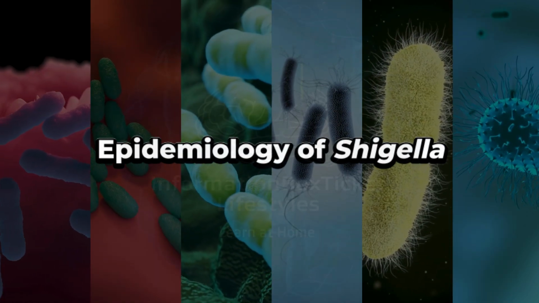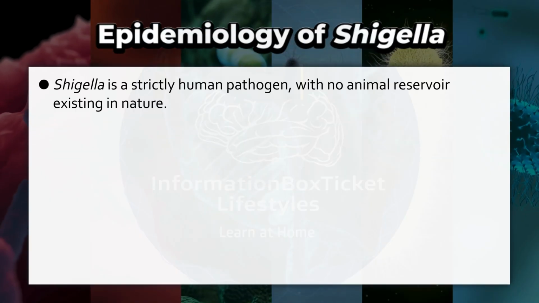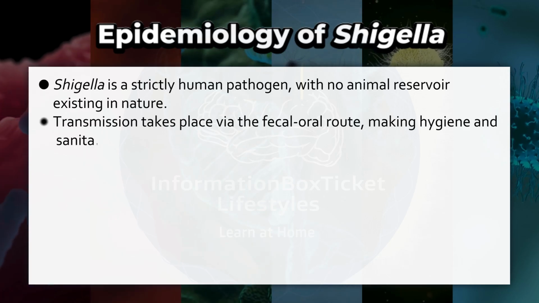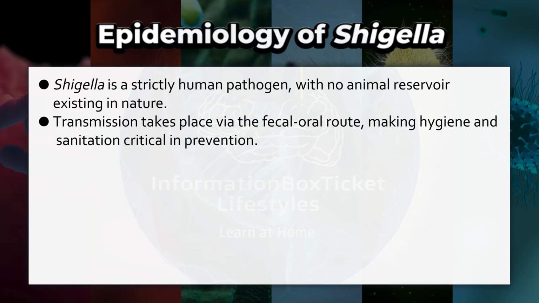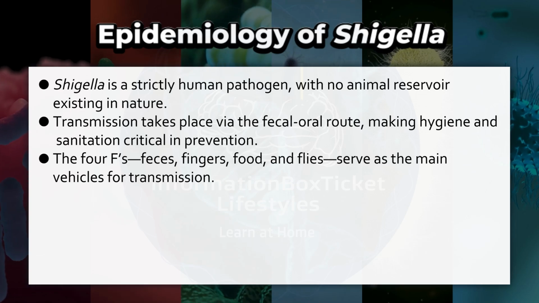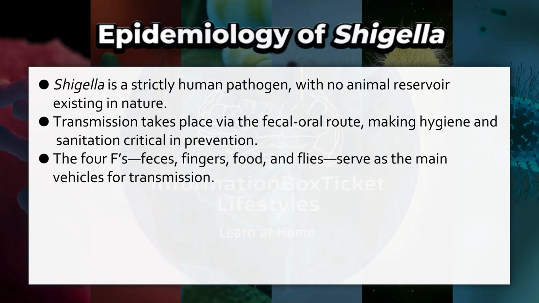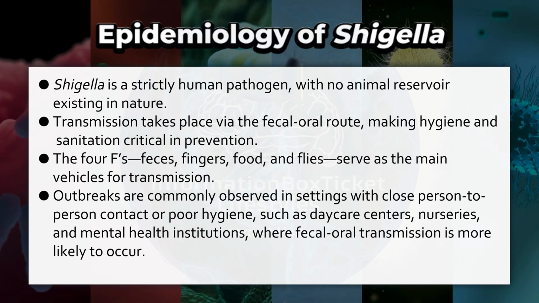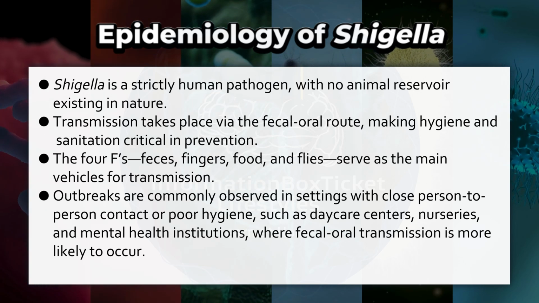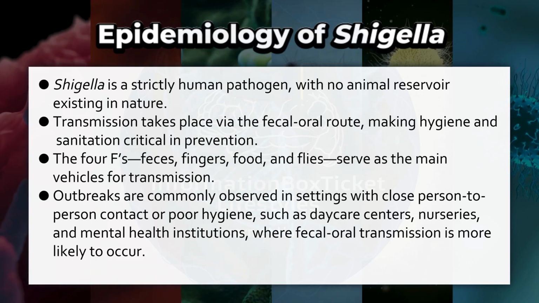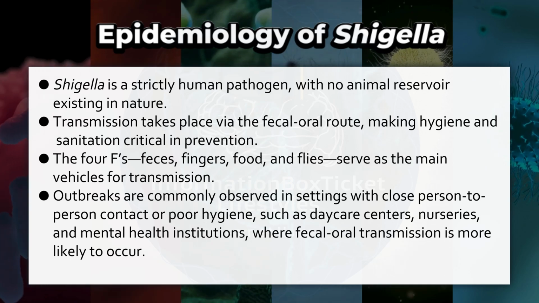Epidemiology of Shigella. Shigella is a strictly human pathogen with no animal reservoir existing in nature. Transmission takes place via the fecal-oral route, making hygiene and sanitation critical in prevention. The 4 F's, feces, fingers, food, and flies, serve as the main vehicles for transmission. Outbreaks are commonly observed in settings with close person-to-person contact or poor hygiene, such as daycare centers, nurseries, and mental health institutions, where fecal-oral transmission is more likely to occur.